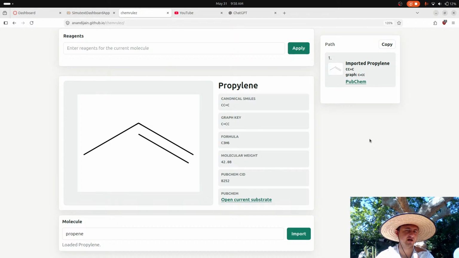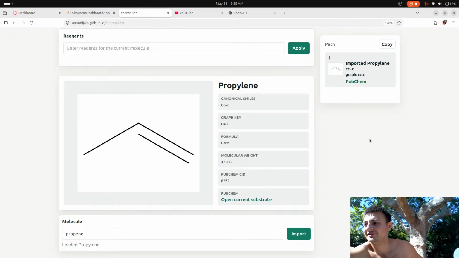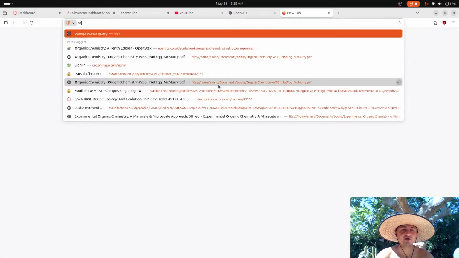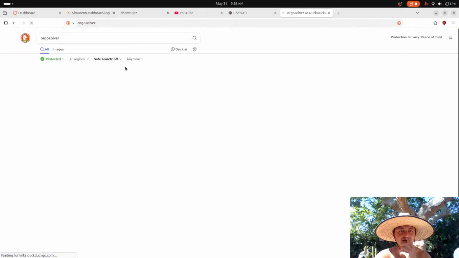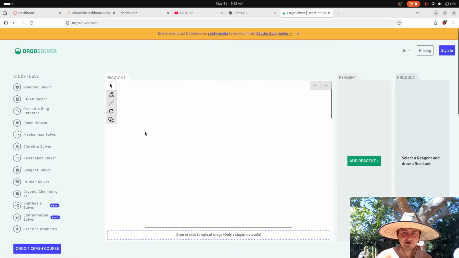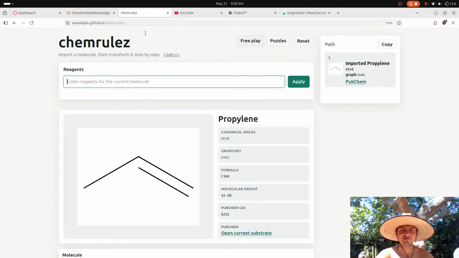Bro, I love vibe coding. It took me so long to just try out building something. But now that I know I can literally build anything, it's just like, okay. Orgo solver is really sick. I actually really like Orgo solver, but mine is low key better.